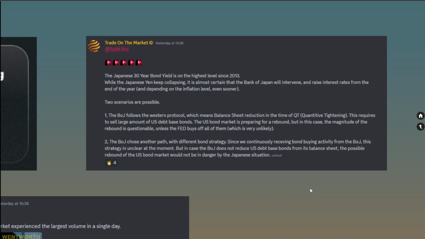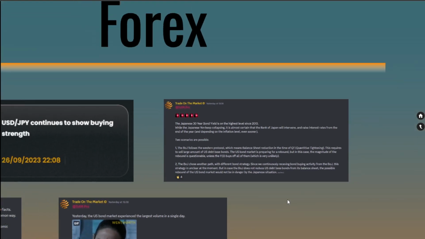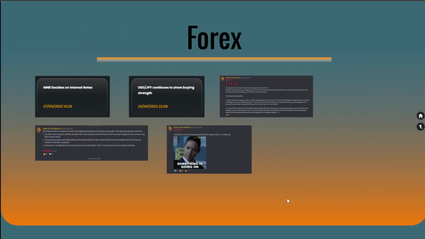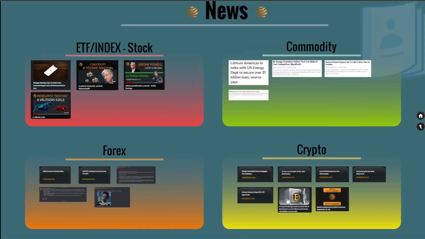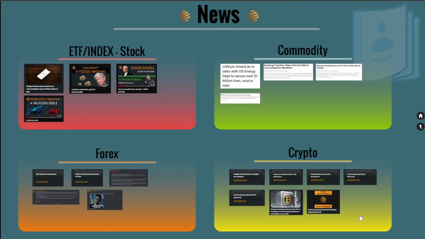And we have two possible scenarios for how the BOJ would do that quantitative tightening period, and it could have a huge impact on the bond market. So it's mainly negative, and the bond market is starting to show some signs of life.